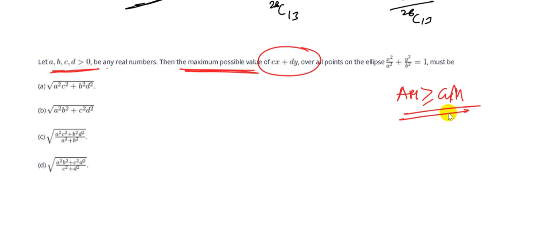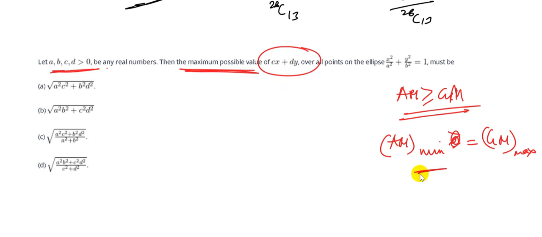But there is a problem here. What is the problem? In this case, the value of AM is always greater than or equal to the GM. So the minimum of the AM is equal to the maximum of the GM. So the sum has to be minimum when the product is maximum. That is AM greater than or equal to GM. Now, here it is the reverse. They are asking for the maxima of the sum. So obviously, AM greater than or equal to GM will not work here.